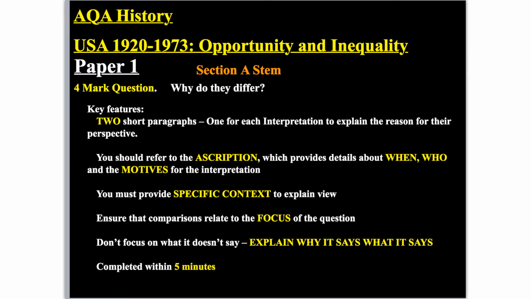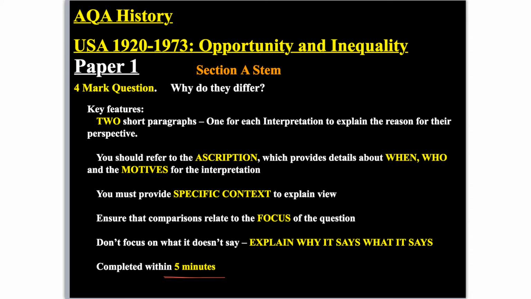So, having looked at the specifics of a model answer for that, just a quick reminder of what you've got to do for this particular type of question. The stem will always be why do they differ, and it's a 4-mark question, so you shouldn't be spending more than 5 minutes on this type of question. Two short paragraphs, one for each interpretation, to explain the reason for their perspective, making sure that you refer to the ascription, providing details about when, who, and the motives for the interpretation.